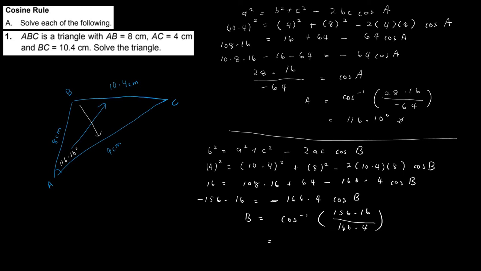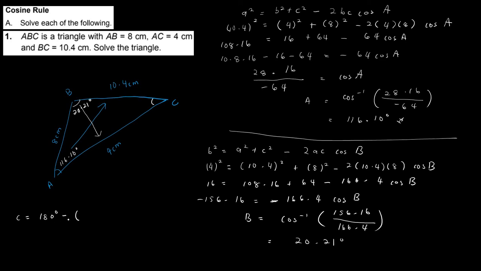And make sure the calculator is in degree mode. You should get angle B as 20.21 degrees. So here, 20.21. And then to find angle C, we know that the total angle for a triangle is 180.